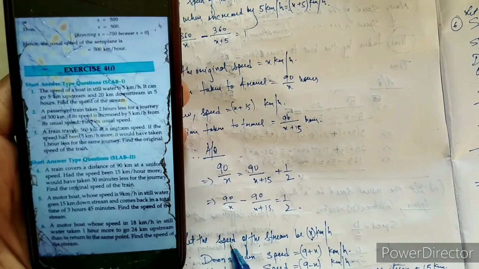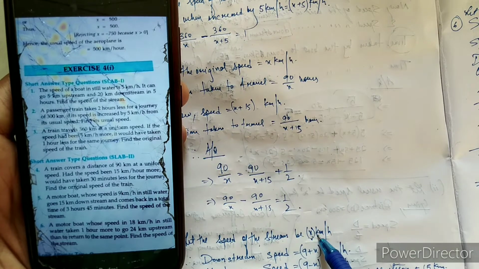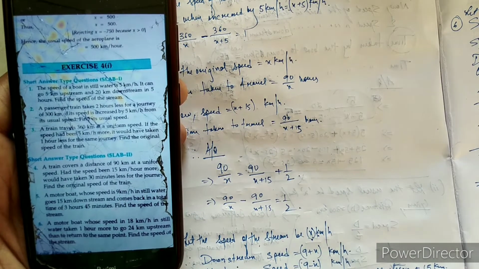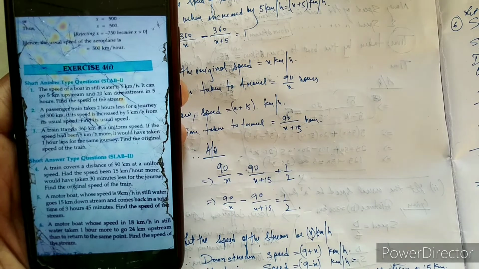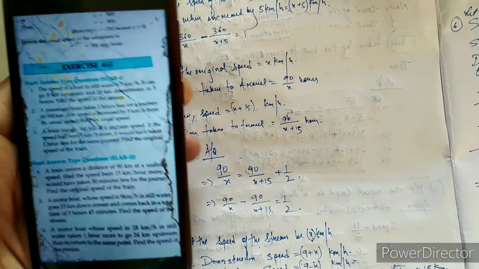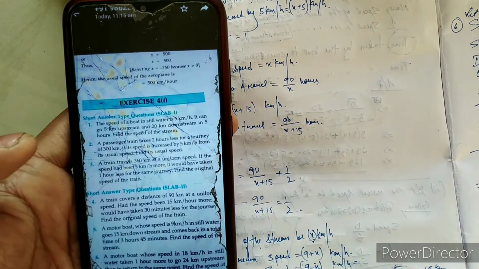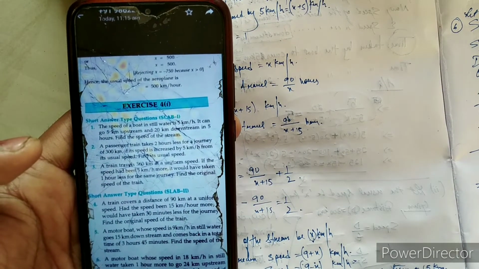So that's what I've written here. Let the speed of the stream be x km per hour, and downstream speed is equal to 9 plus x km per hour, and upstream likewise. Downstream and upstream I've written here. Next, distance covered downstream equals distance covered upstream, which is equal to 15 kilometer.